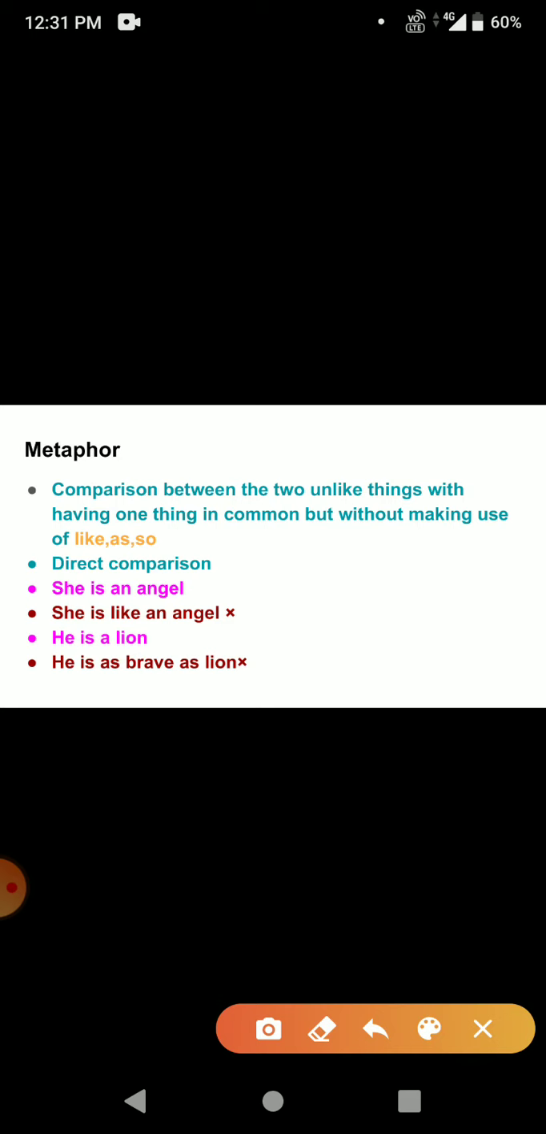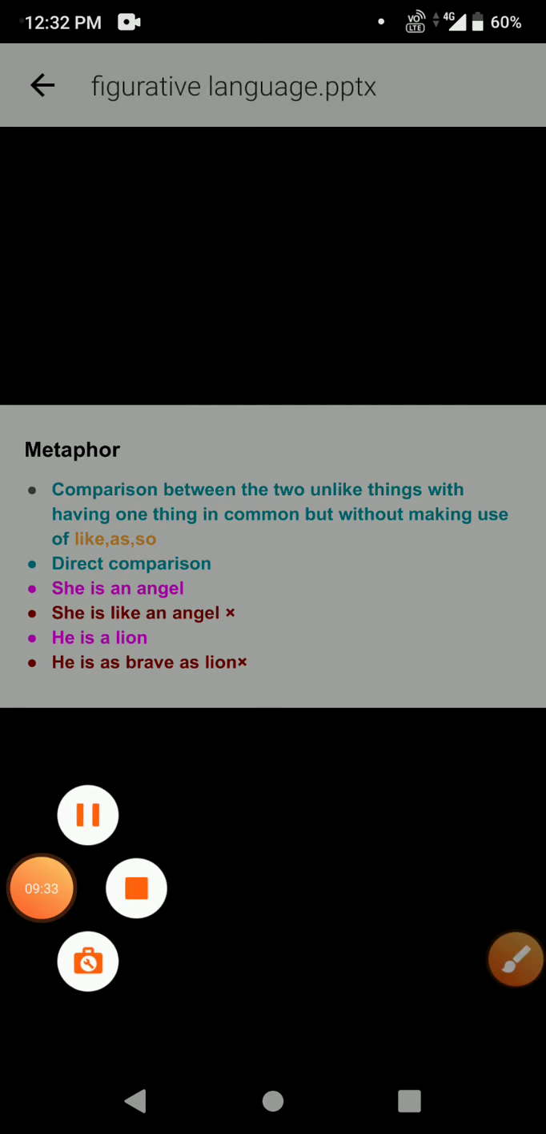So now we have another type, that's also the most common and the major type of figure of speech, metaphor. A metaphor is when comparison is made between unlike things having one thing in common, but without making use of "like", "as", and "so". So what do we do here? We make a direct comparison. So direct comparison is made here.